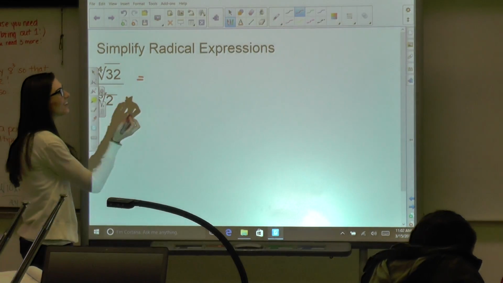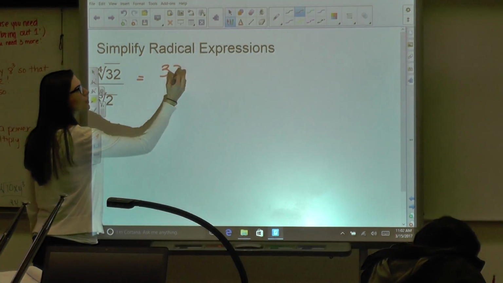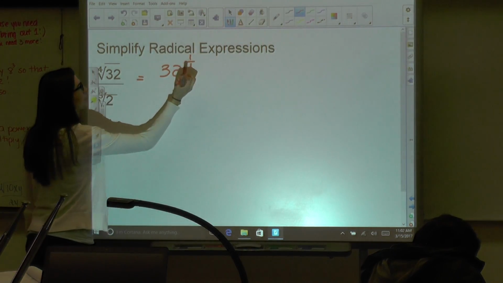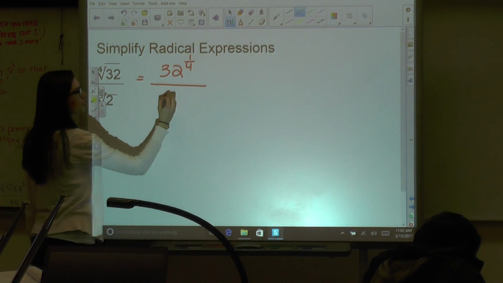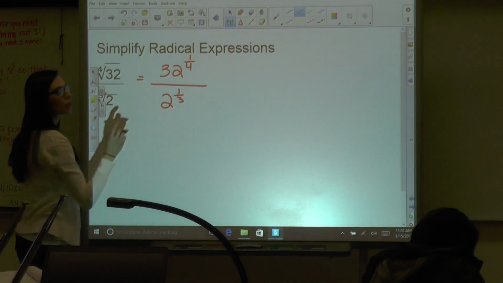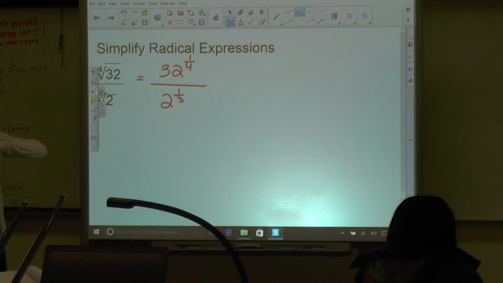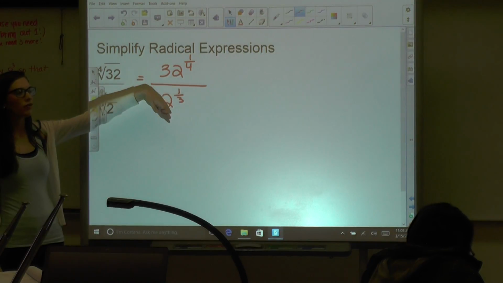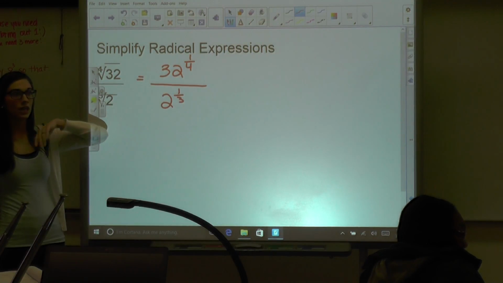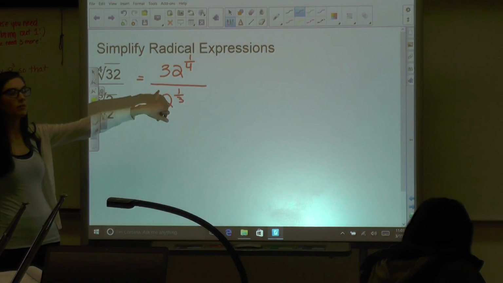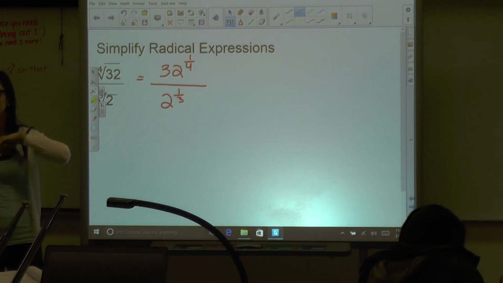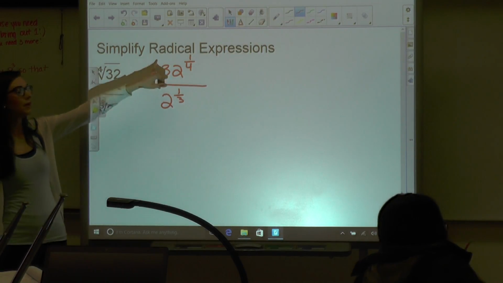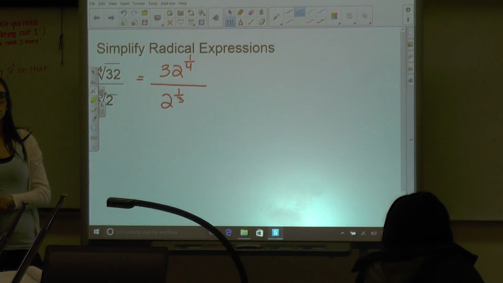Good. Alright, so this is 32 to the power 1/4 over 2 to the power 1/3. You can't use your power over power rules because they're not the same base. Can you do 2 to the power anything and get 32?